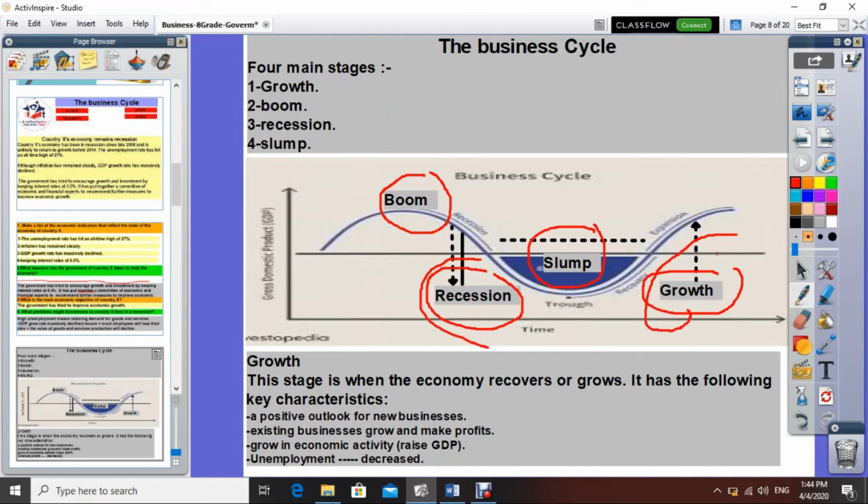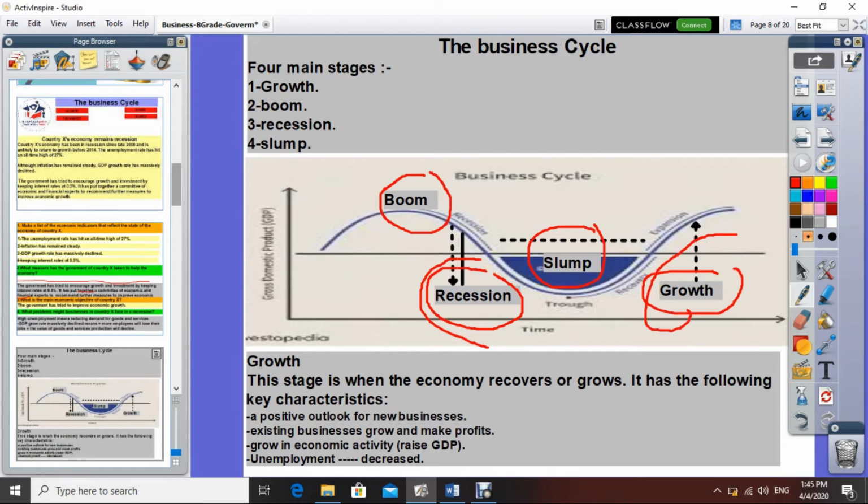And this is a growth again. This is the slump. So no boom, no growth, just a slump. What do we mean by slump? Slump is when the recession stage of the economy is at its worst. It can be clarified by the case study.